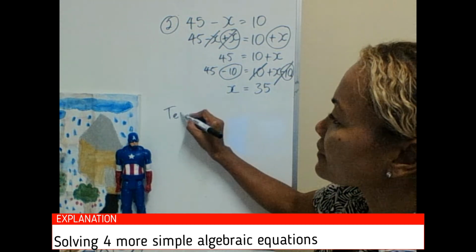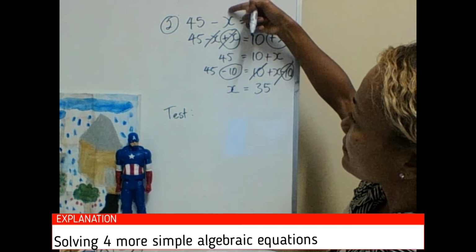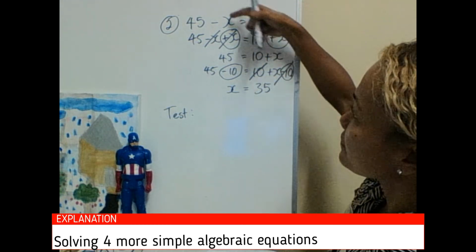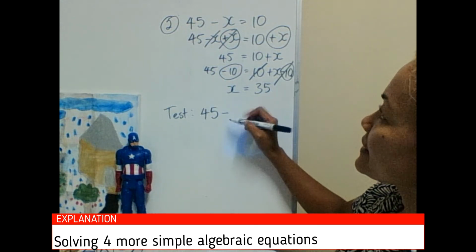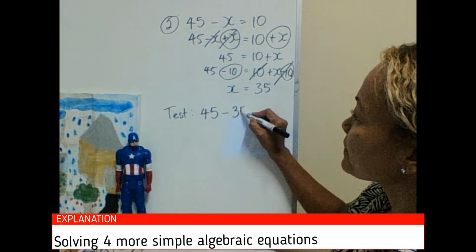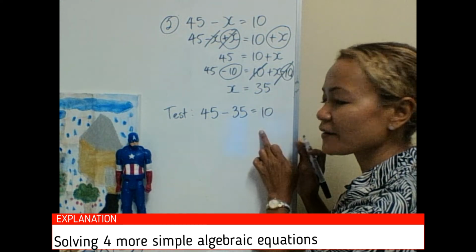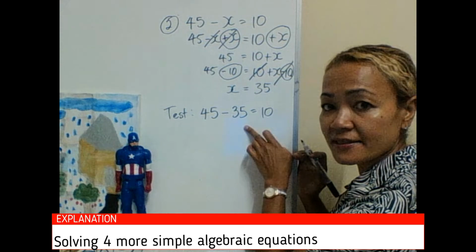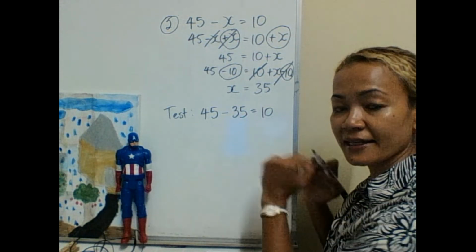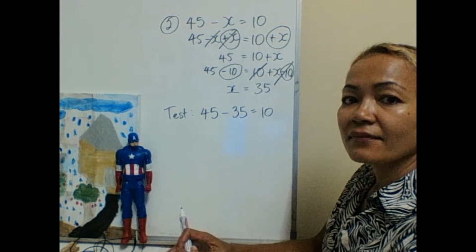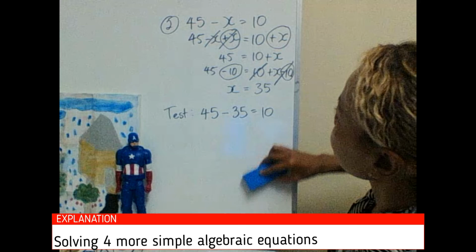So what we will now do is the test, and we will put this x value into here. So we'll put 35 instead of the x. We'll write it out. 45 minus 35 is equal to 10. You have to ask yourself, does that work out? Does it make sense? Is it true that 45 minus 35 is equal to 10? And the answer is yes. So that works out. And that looks like the correct answer.